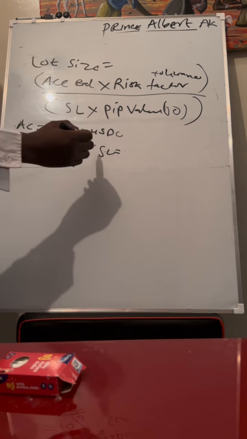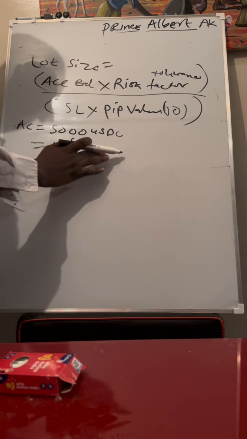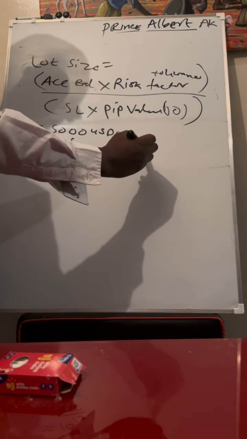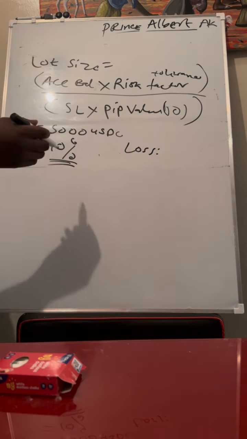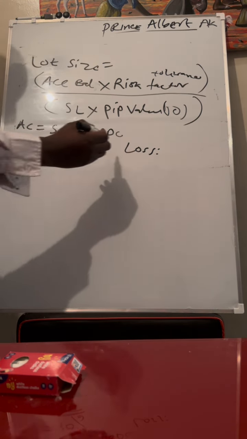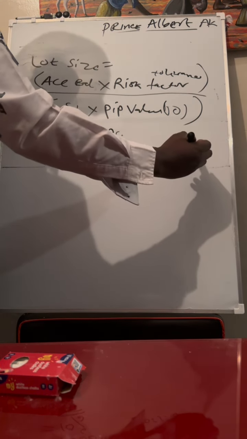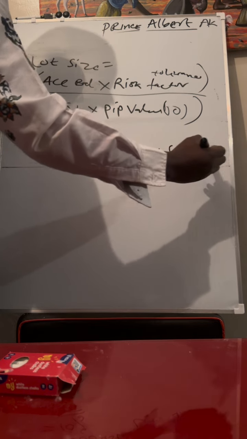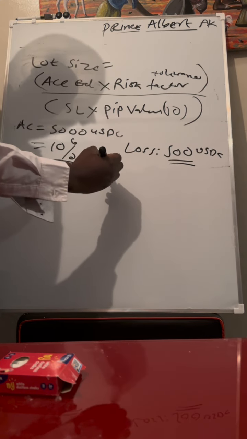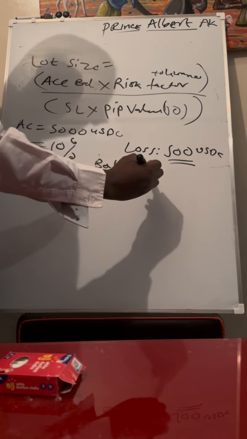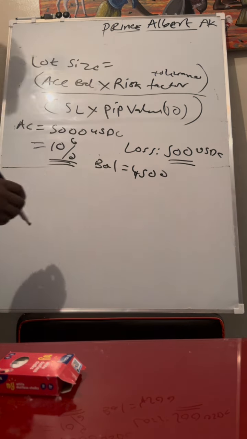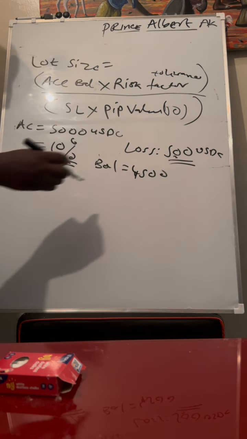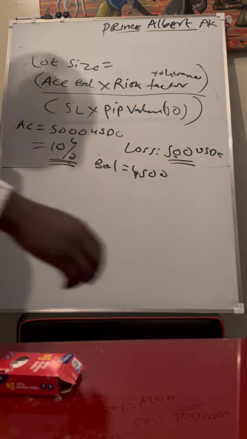So if we lose 10% of this account, our loss will be 10% of this, which is 500 USC. So we still have a balance of 4,500. So this is equivalent to $5. That's what I'm saying.